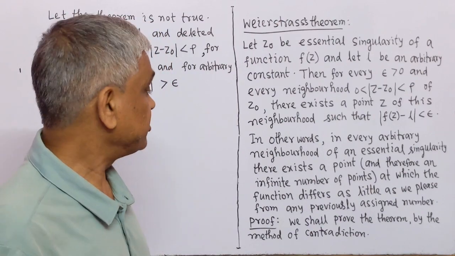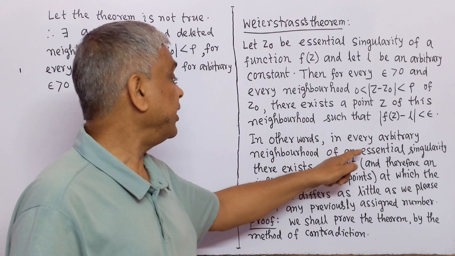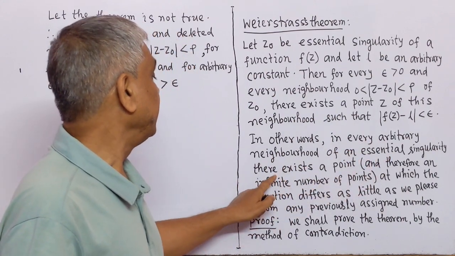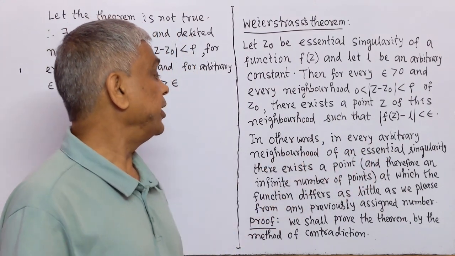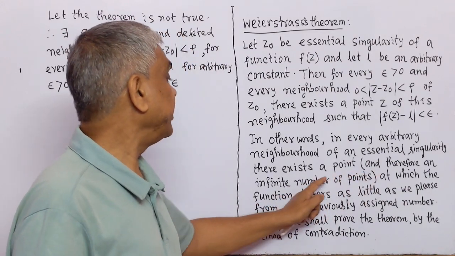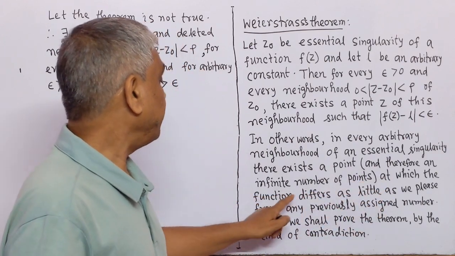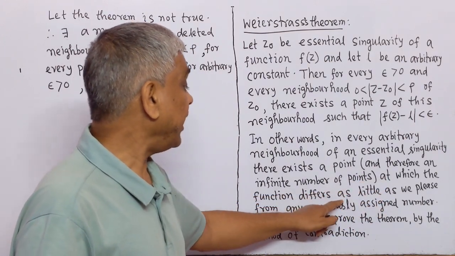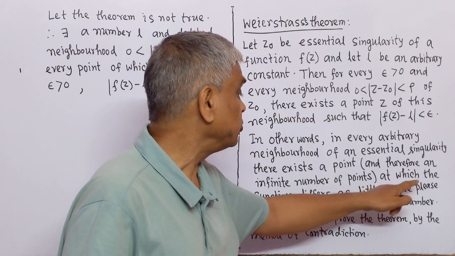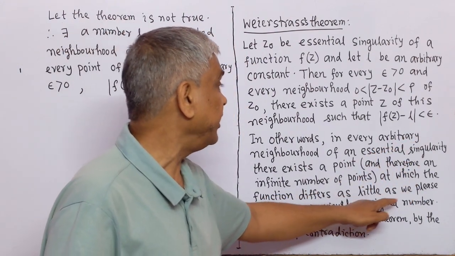In other words, in every arbitrary neighborhood of an essential singularity, there exists a point (and therefore an infinite number of points) at which the function differs as little as we please from any previously assigned number.